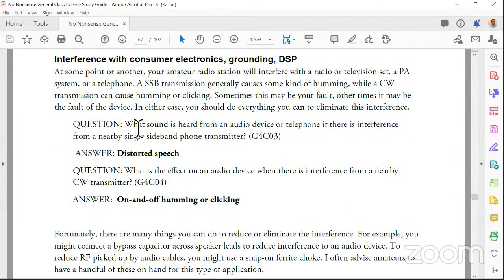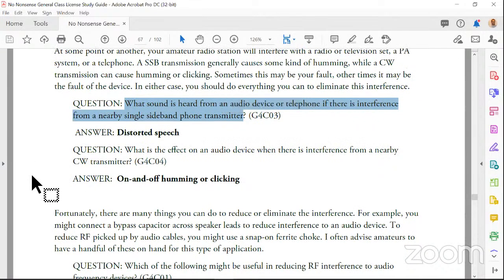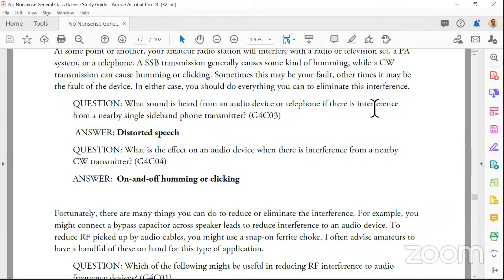Okay, continuing. What sound is heard from an audio device or telephone if there's interference from a nearby single sideband or SSB phone transmitter? Let's dissect this question a little bit. So first of all, they're talking about interference, meaning that your amateur radio station is causing interference maybe to home electronics by you or a neighbor, and you are using SSB or single sideband, and you are doing a phone transmission. Remember, we said when we talk about phone in amateur radio, we mean voice. So you're using single sideband voice.